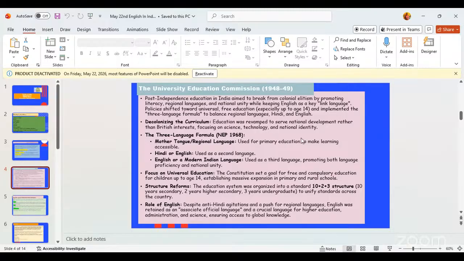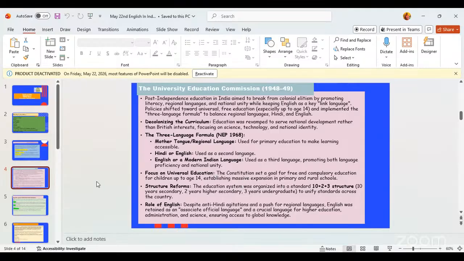Education was revamped to serve national development rather than British interest, focusing on science, technology, and national identity. The three language formula, from the National Education Policy of 1968, used the mother tongue or regional language for primary education to make learning accessible. English or Hindi was used as a second language, and English or a modern Indian language as a third language, promoting both language proficiency and national unity.